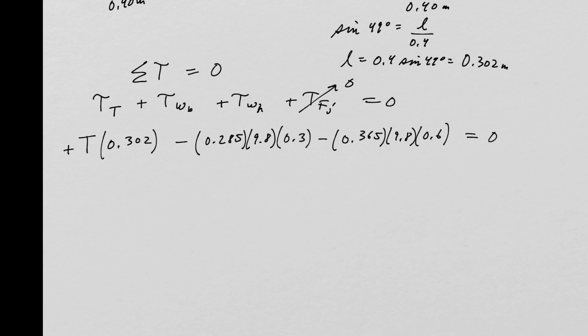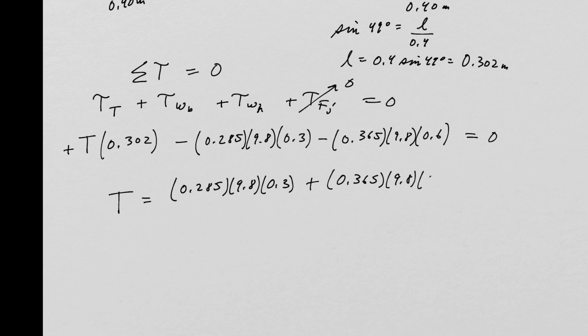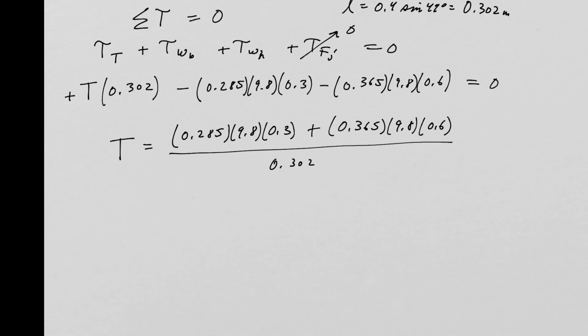And notice here, I can solve this for T, right? If I bring these two terms to the right-hand side by adding to both sides, then you're going to find that T, the tension, is equal to this whole thing on the right-hand side divided by 0.302. And if you do that, you're going to find that the tension in this case is equal to 9.88 newtons.